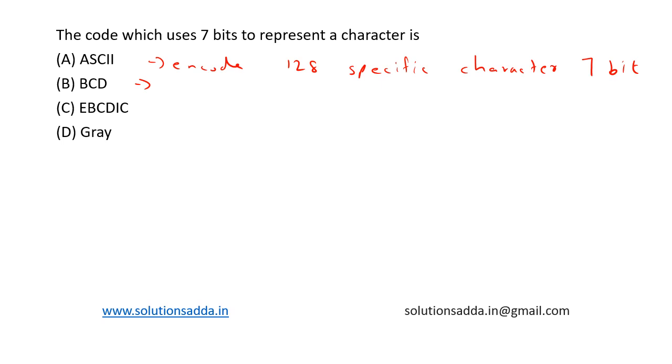So this is a numeral system. And EBCDIC, extended binary coded decimal interchange code, is an 8-bit system. And gray code is a binary numeral system where two successive values differ by only 1 bit. This is a numeral system. And the question asked is the code which uses 7 bits to represent a character. And the correct answer is option A, ASCII.